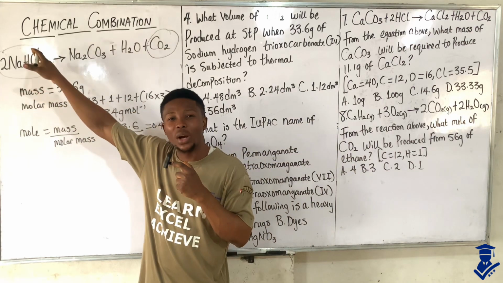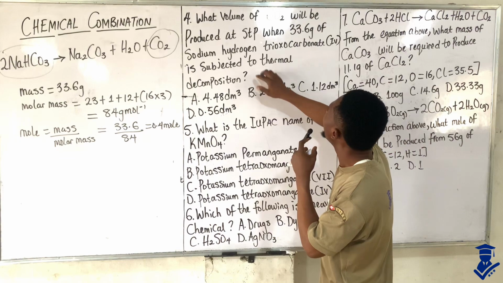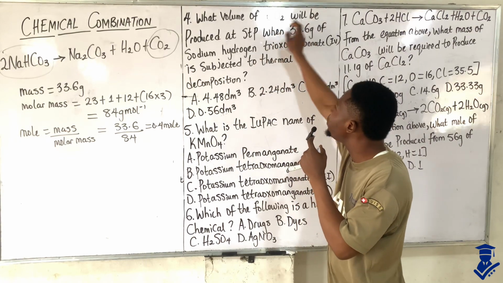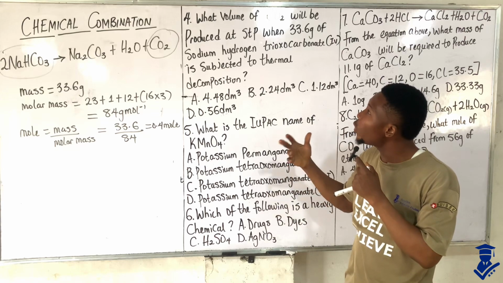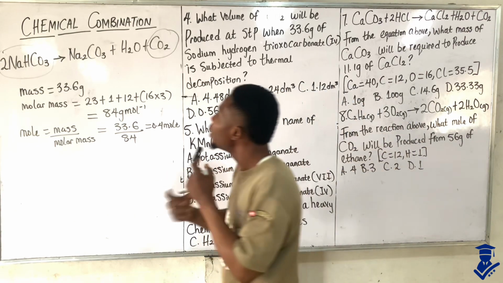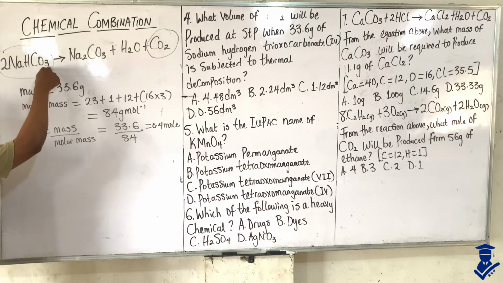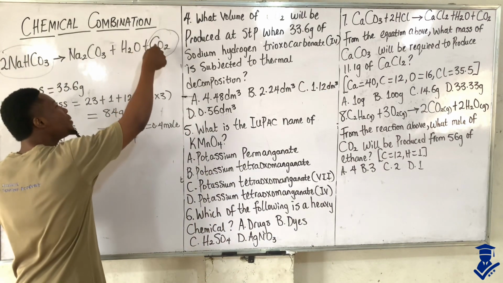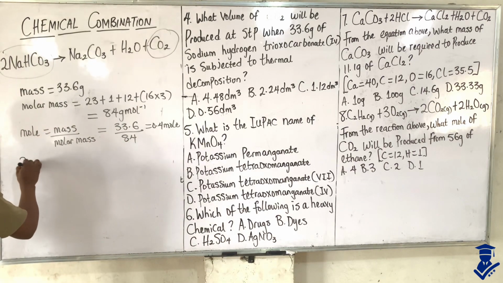Now we know the number of moles of sodium hydrogen trioxocarbonate IV. Now we're going to find the volume of CO2 that will be produced at STP. If you notice, 2 moles of sodium hydrogen trioxocarbonate IV is going to produce 1 mole of CO2. So 2 moles of what?